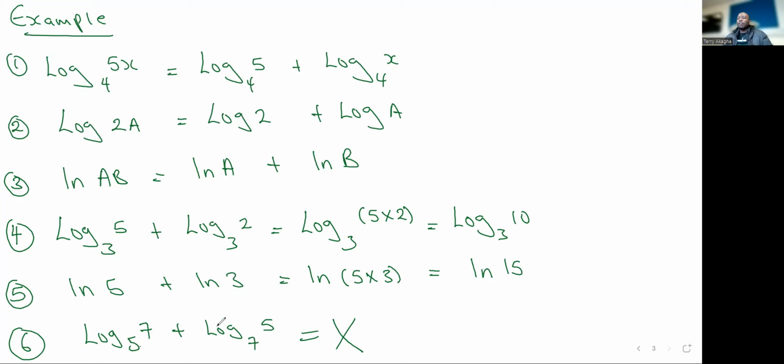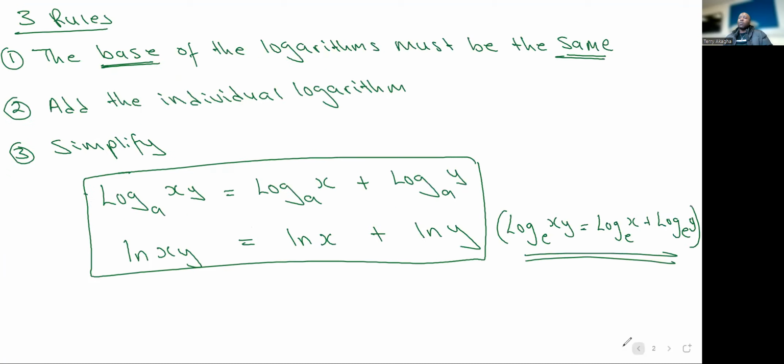All right, so that is that for the product law. When you have a product of two logarithms, it is equivalent to the sum of the individual logarithms, or when you're adding two individual logarithms, it is equal to the logarithm of their product. But you have to ensure that both of them have what? The same base. All right, that is that for that.